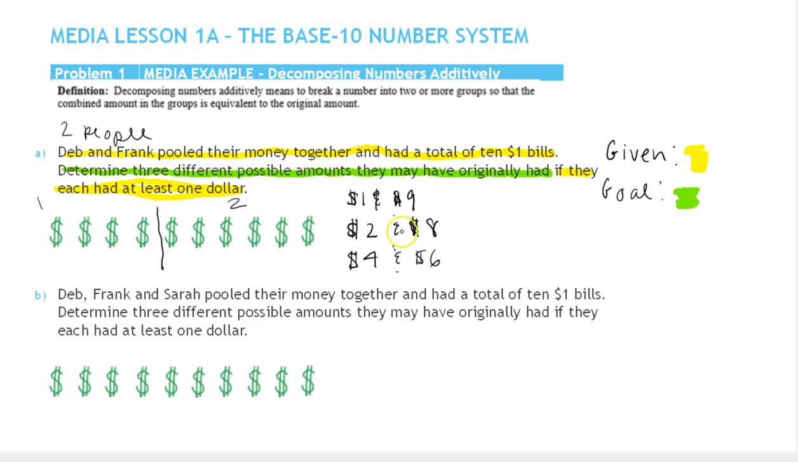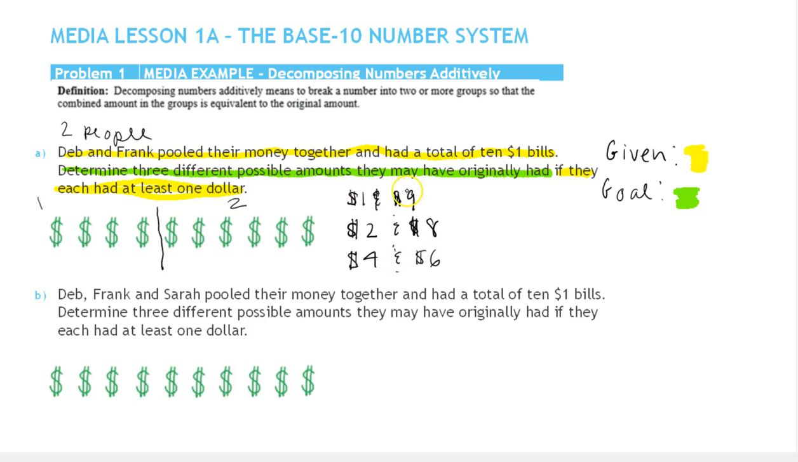So now I believe I've completed the problem and done what they've asked, but I'm just going to double check this. So we were supposed to find 3 different possible amounts. So here are the pairs of possible amounts they originally had. They each had to have at least $1. Well, notice all these numbers are $1 or greater.